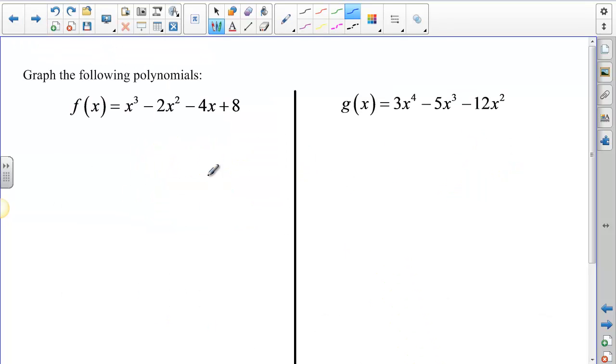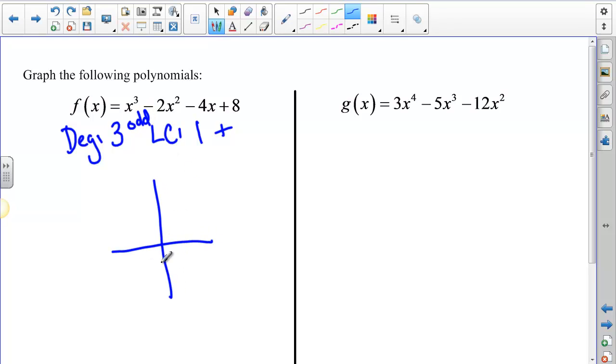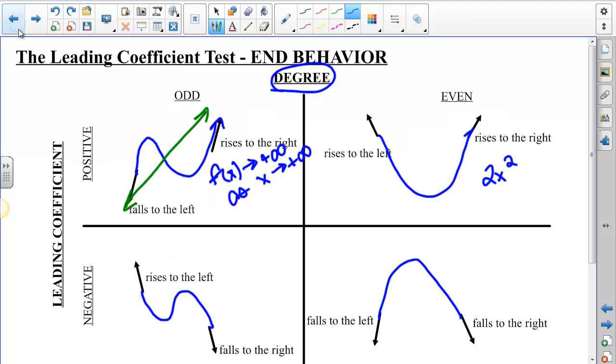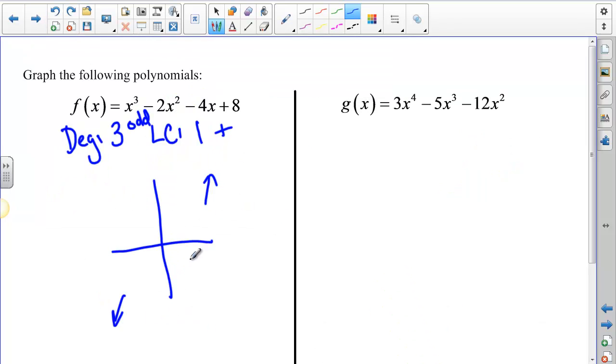And so when I see a graph that looks like this, I can say, okay, well, the degree for this is 3, and the leading coefficient is 1, which is positive. This is odd. And so I know with this graph, it's going to fall to the left and rise to the right. You can see that based off of this information here, odd and positive. And so when I go back and look at it, I know it's going to rise to the right, fall to the left.